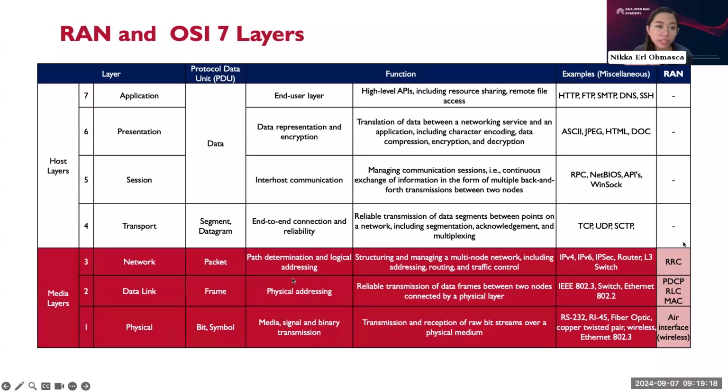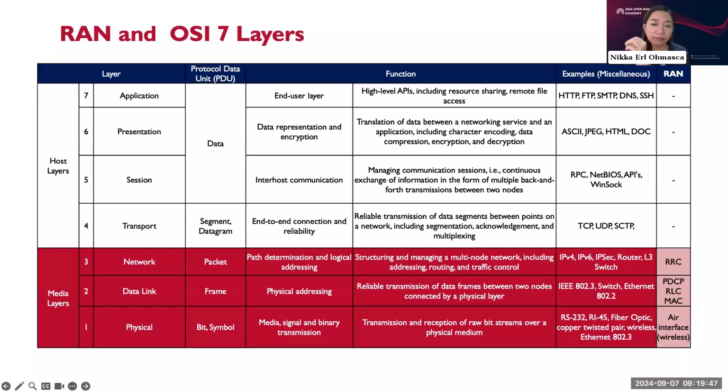Next, we have the data link layer. The data link layer in the RAN system is responsible for reliable transmission of data over a shared physical medium. This layer includes the RRU, which communicates with mobile devices over the airwaves, and the BBU, which processes and manages the data transmitted by the RRU.